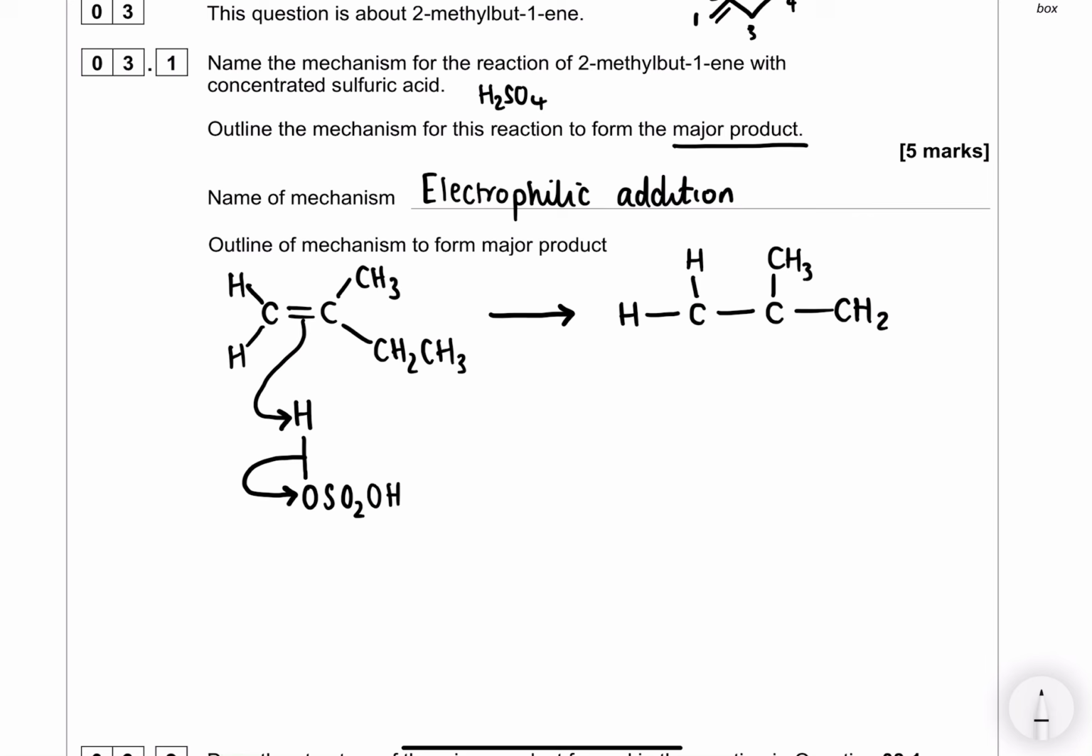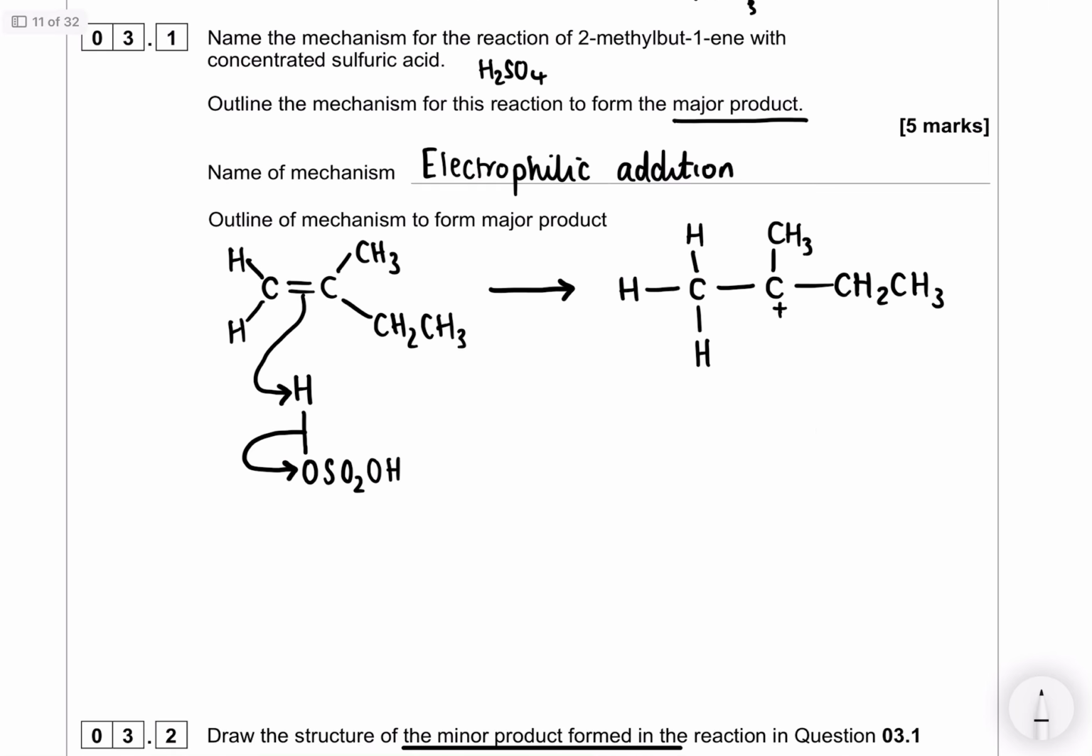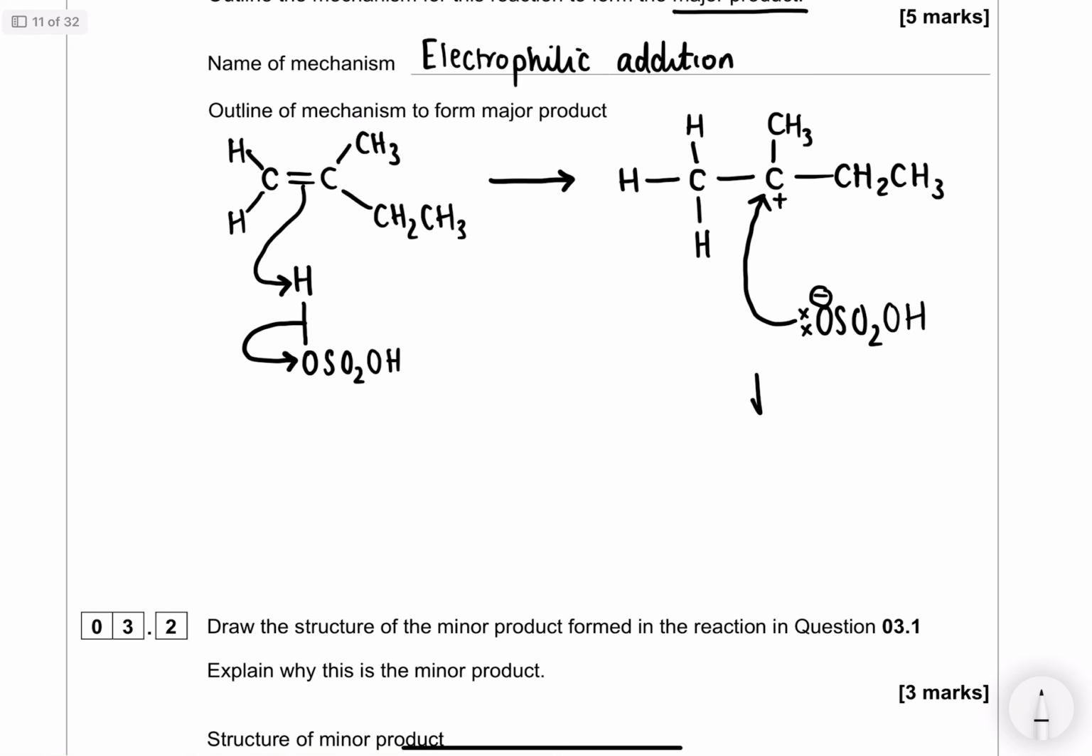Now the question wants the major product. So when we're putting the hydrogen on, we want to be able to put the plus on the more stable carbocation intermediate. If I were to put the plus on this first carbon, it would be a primary, but if I was to put it on the second carbon along, it's going to be a tertiary. So I'm going to put it on the second carbon, which means I'm putting a hydrogen on the first. Then we've got our hydrogen sulfate group, OSO2OH, lone pair on the oxygen and a minus sign. And in that goes to the carbocation, creating the major product.